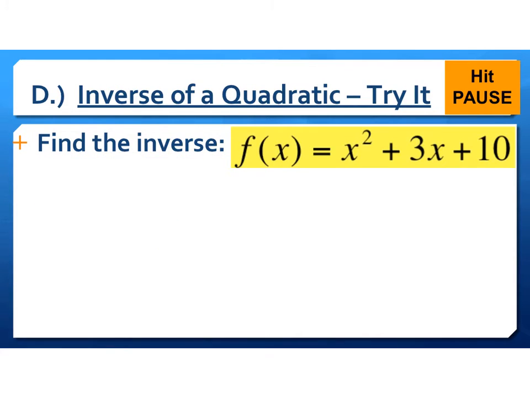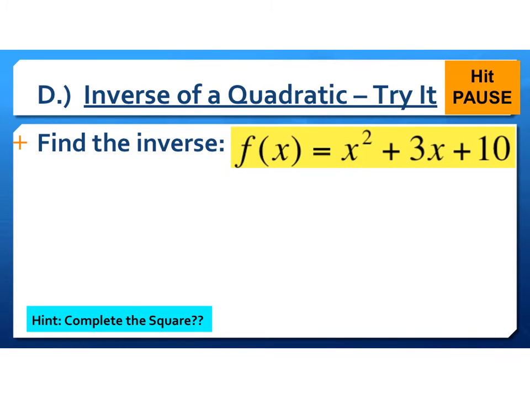Let's try this one. This is a little tough. I'm going to allow you to try it on your own first. So hit pause. If you need a little help, may I suggest completing the square? And now I'm going to do it with you.